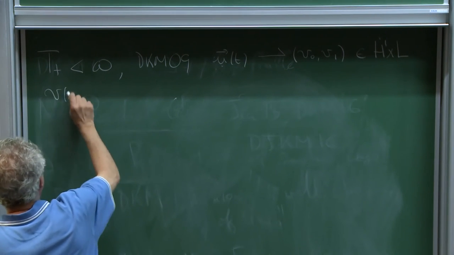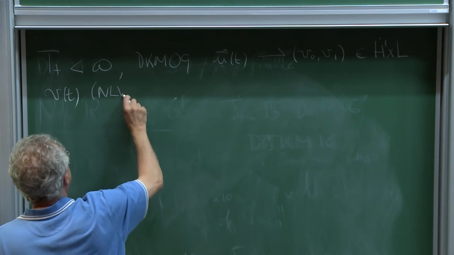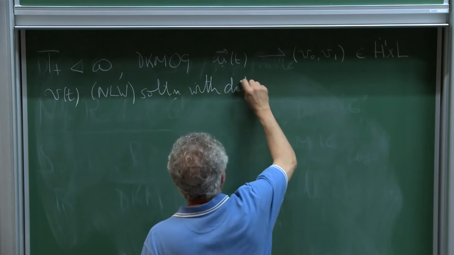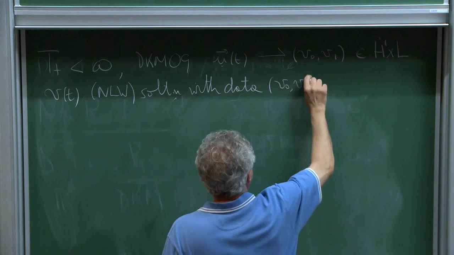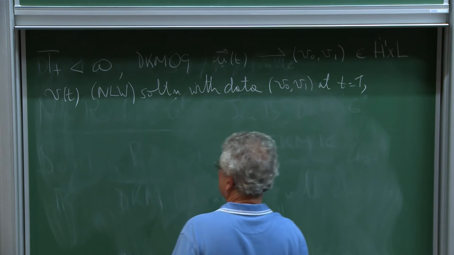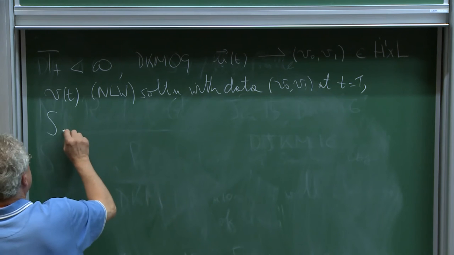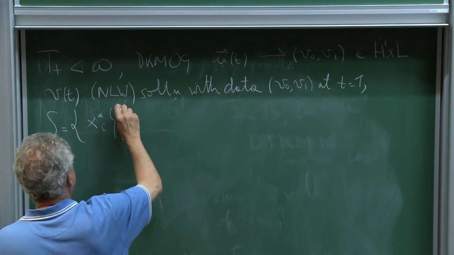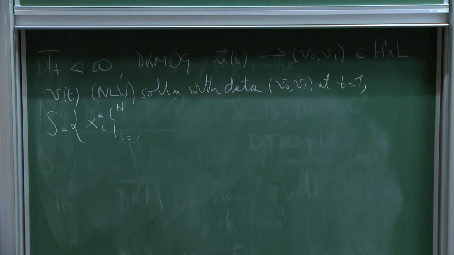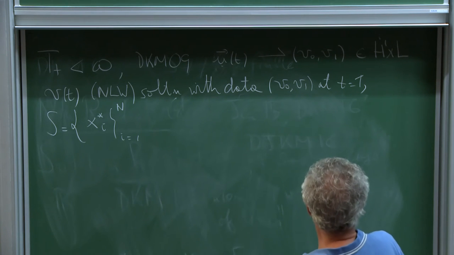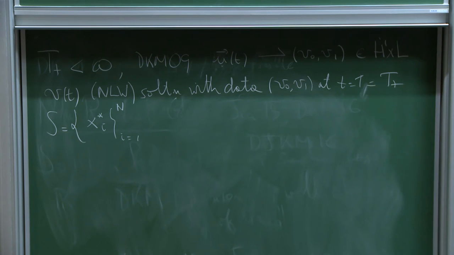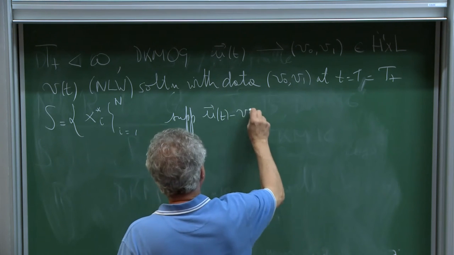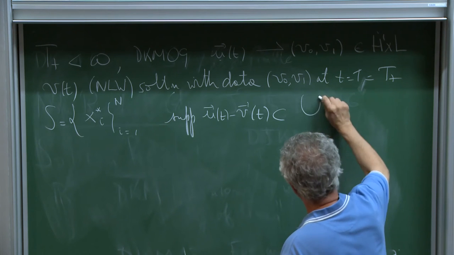and if we call v of t, again, the solution of the nonlinear wave, then let me write down those are the singular points. Thank you. Okay. And those are the singular points. Then the support of u of t minus v of t is contained in the union of these cones.